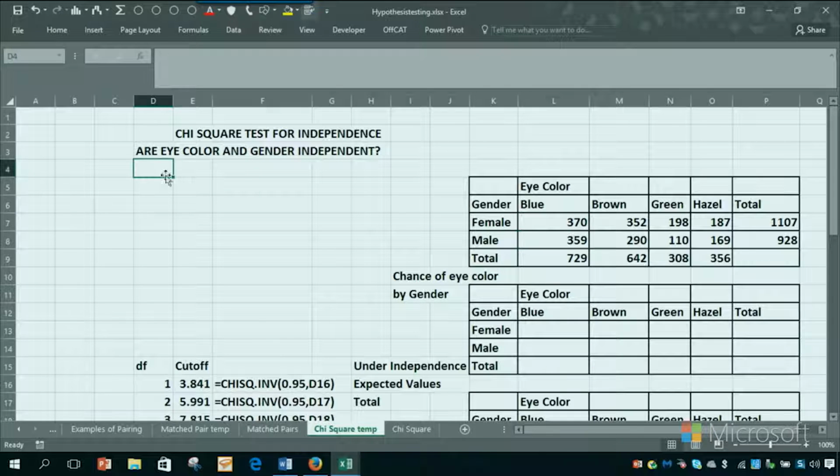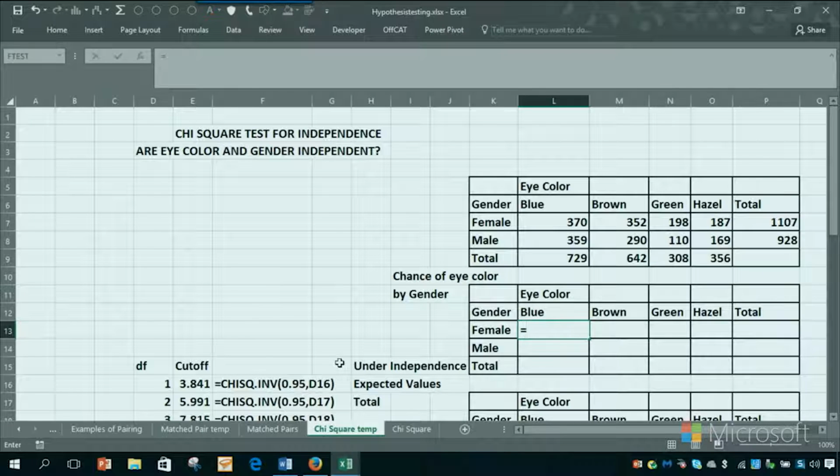And so what does it mean to say eye color and gender are independent? Well, you think back to Module 2, it means basically the chance that you would have blue eyes or brown eyes or green eyes or hazel eyes doesn't depend on your gender. So we should probably look at what fraction of these people in each gender had each eye color. So we can do that over here.